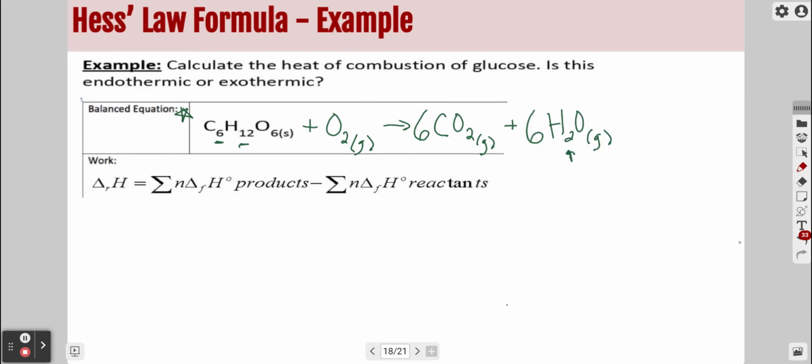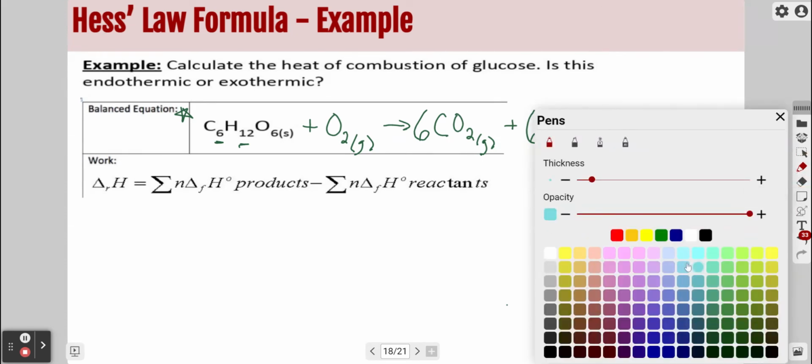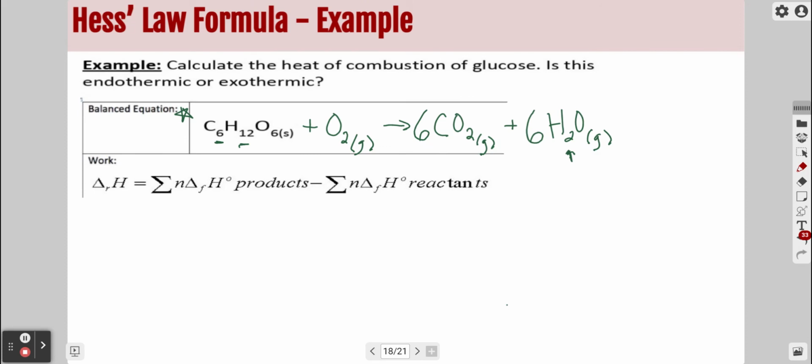Our 6 here multiplies by the 2 for the oxygen. So we have 12 oxygens here. And this 6 multiplies by the oxygen, which is just 1. So 6 oxygens there. Okay, so we have a total of 18 oxygens on our product side. We have 6 oxygens there and 2 here. The only place we can change the number of oxygens is in front of this oxygen that's reacting in the combustion reaction. So right now I have 6.